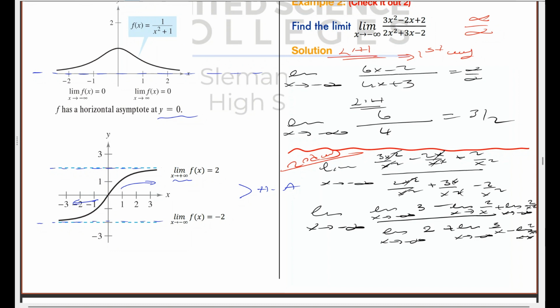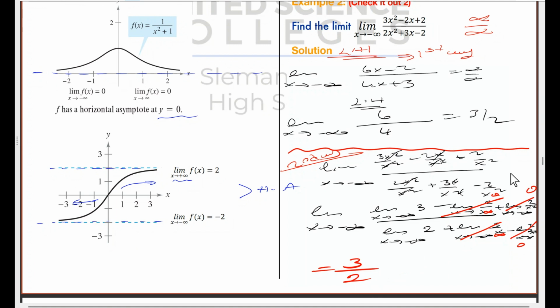Now let's answer the question. Limit as x approaches negative infinity of 3 is 3. Limit as x approaches negative infinity of 2 over x, when you insert the infinity it is 0, so we have just 3 at the top. At the bottom we have 2. Limit as x approaches infinity of 3 over x, number over infinity is 0, so the answer is 3 over 2.